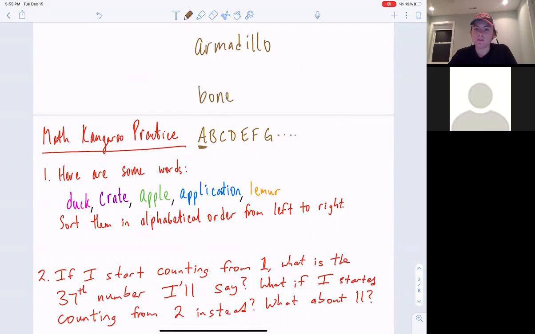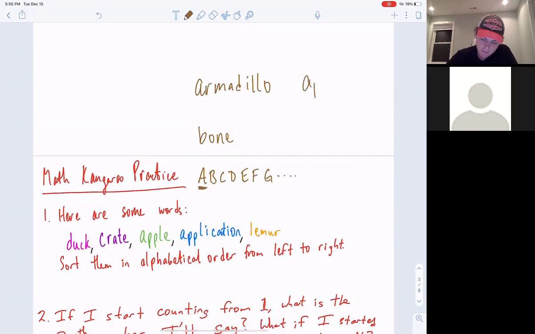Now, if two words start with the same letter, like armadillo and ape, then we look at their second letter. Armadillo's second letter is R, and ape's second letter is P. And we can think what comes first, P or R. It would be P because we go O, P, Q, R. All right, so P comes first. And so that would mean that ape comes before armadillo. But since ape starts with A and bone starts with B, ape comes before bone. So that's what it means to sort things alphabetically.